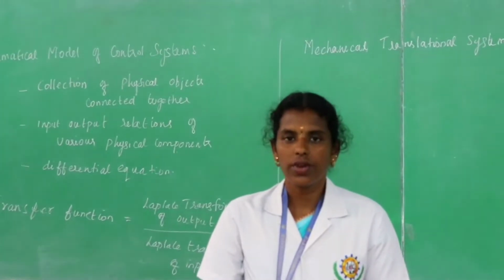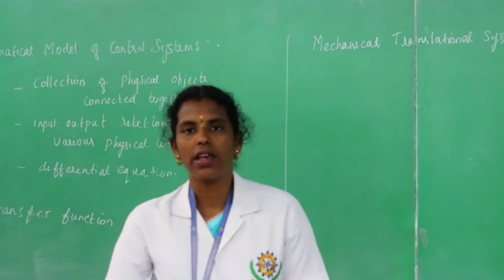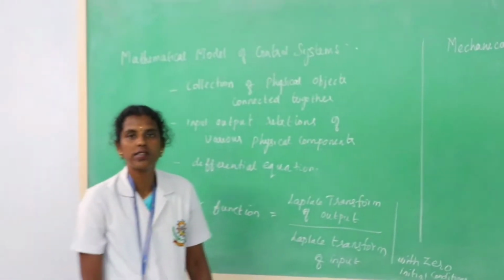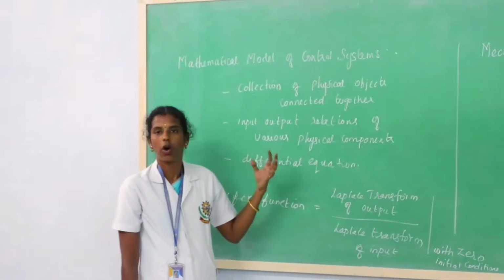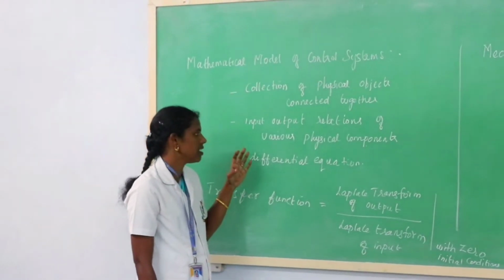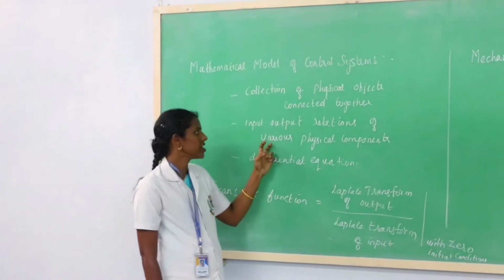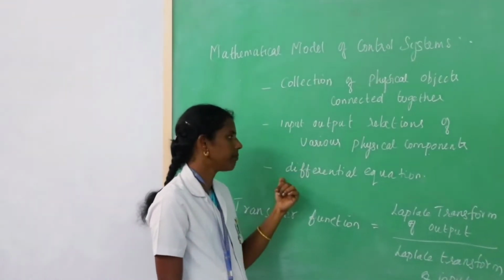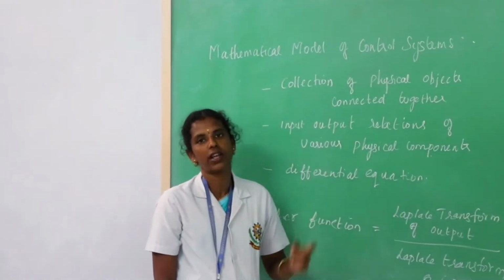Engineering College. Today we are going to see about modeling of physical systems in control systems. So actually, a control system is a collection of physical objects which are connected together. This system has an input-output relationship, that is, the physical components have an input-output relationship which is governed by a differential equation.